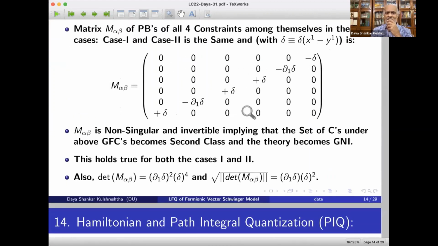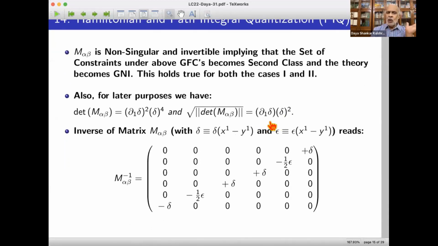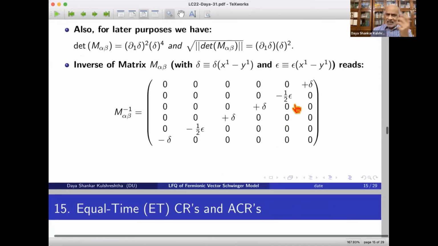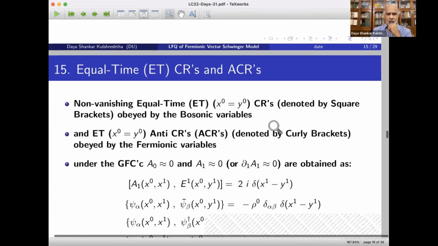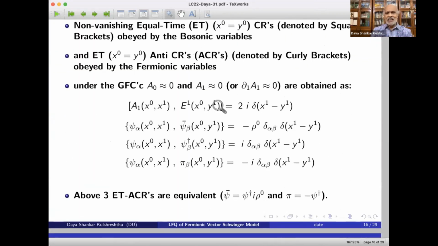This delta prime and epsilon are very highly singular distributions. Nevertheless, as long as we handle them correctly, no problems. And now, after a straightforward but rather lengthy calculation, you arrive at these results. In these first three results, these are the equal time commutation relations, and the last three are the equal time anti-commutation relations, and I obtain them using the standard Dirac procedure.